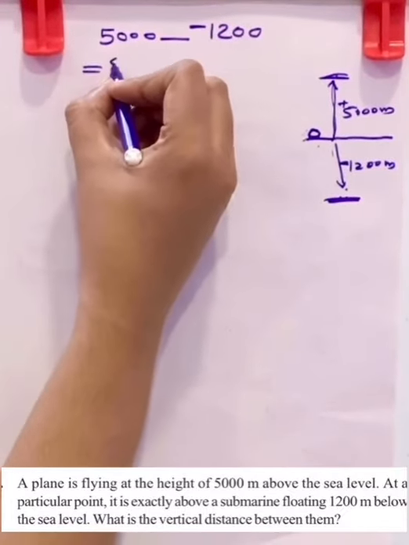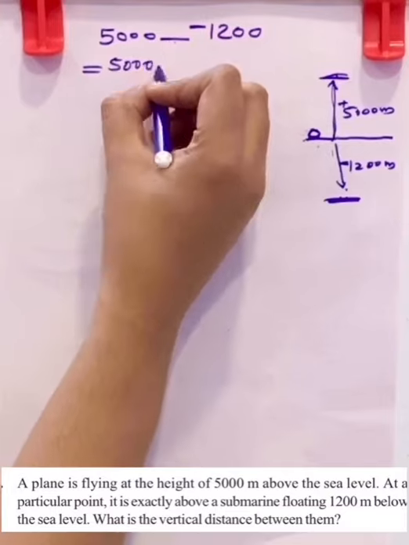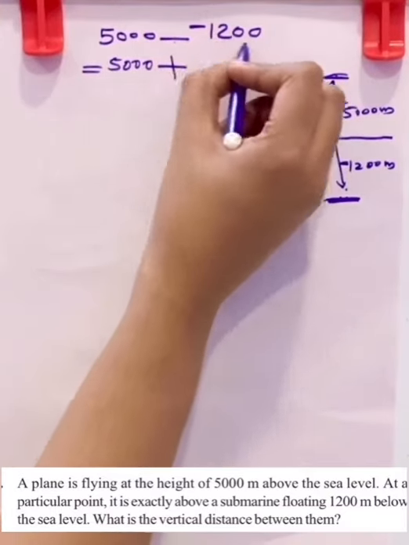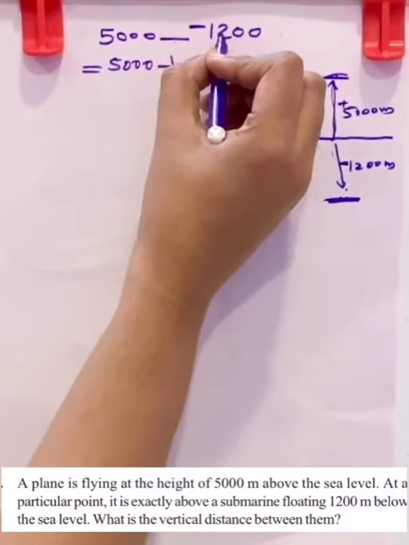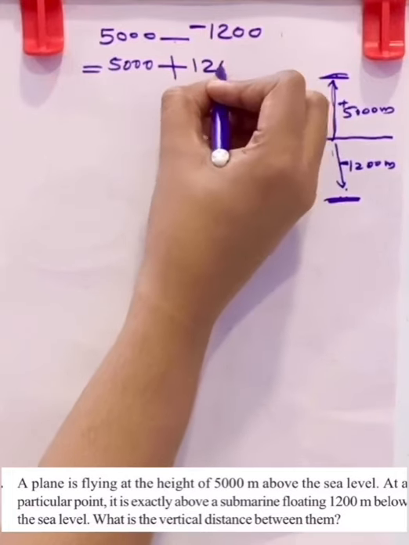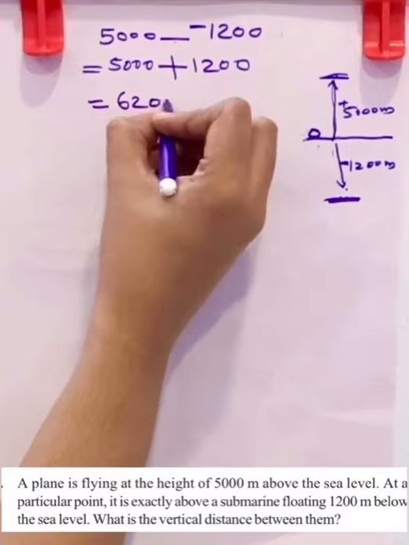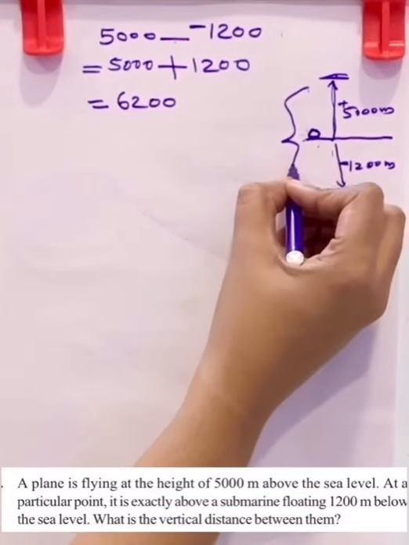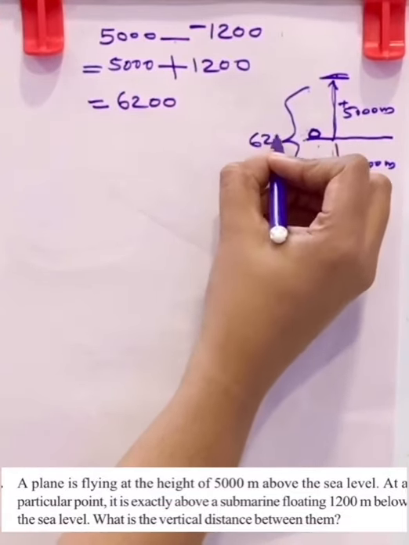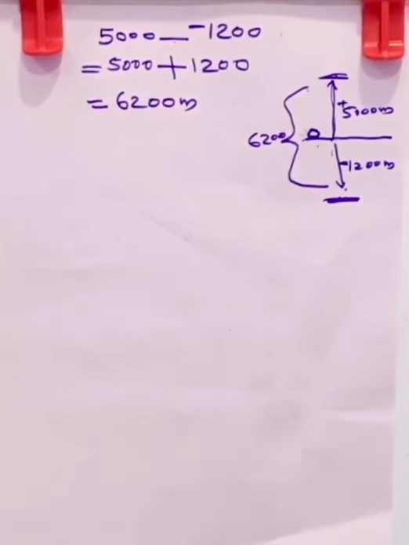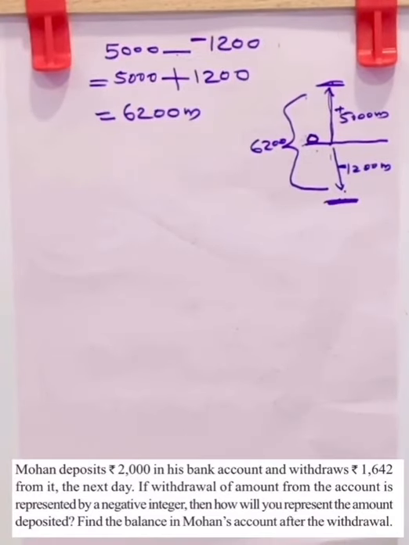Now it is 5,000 minus minus 1,200. Subtraction changes to addition, and the additive inverse of minus 1,200 is plus 1,200, and the answer is 6,200. So the distance here is 6,200 meters.